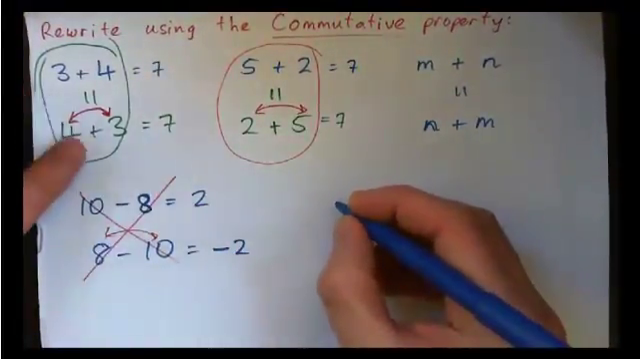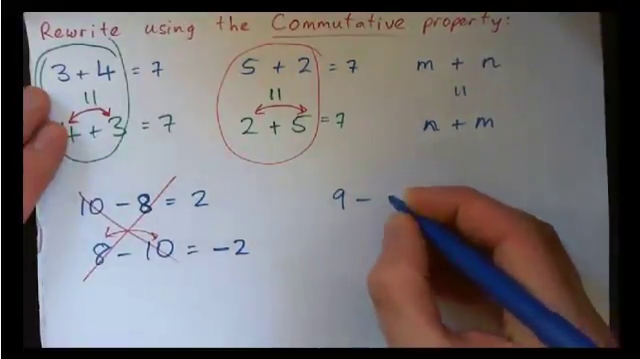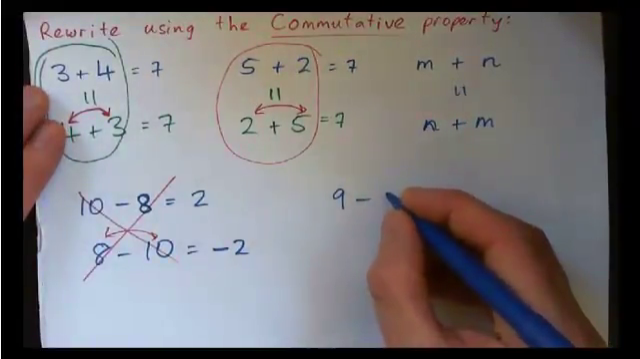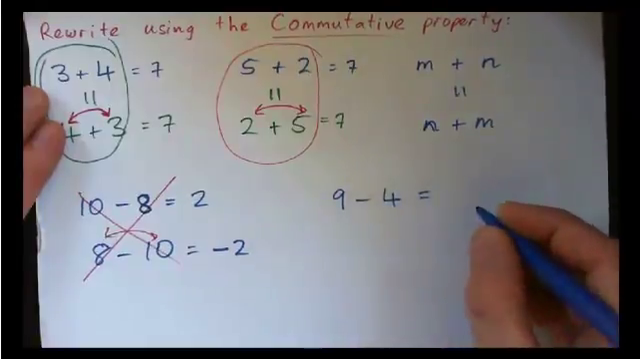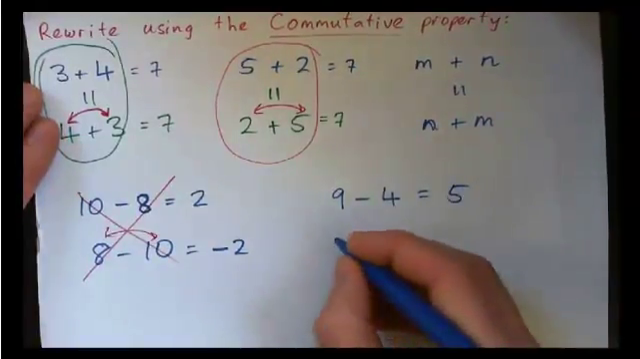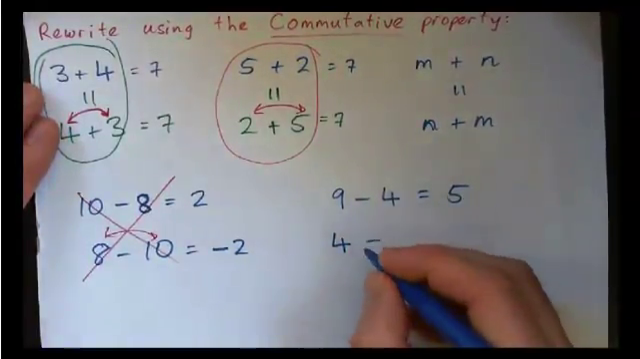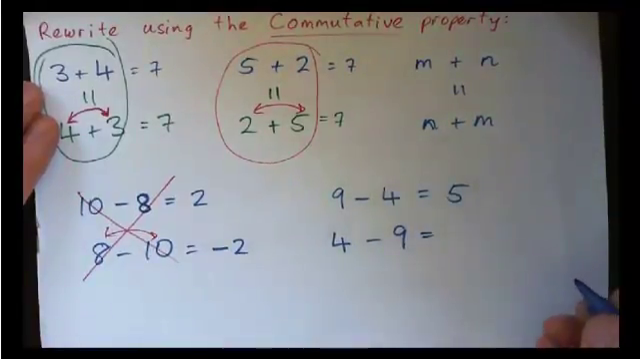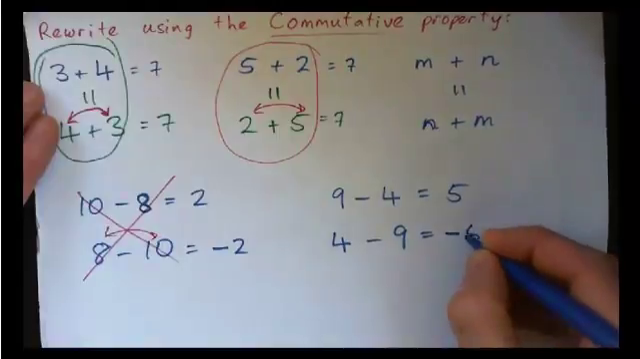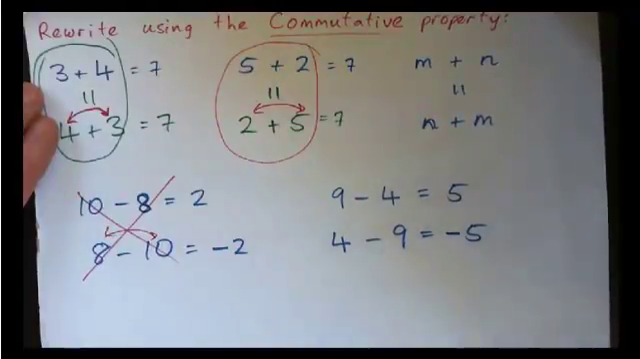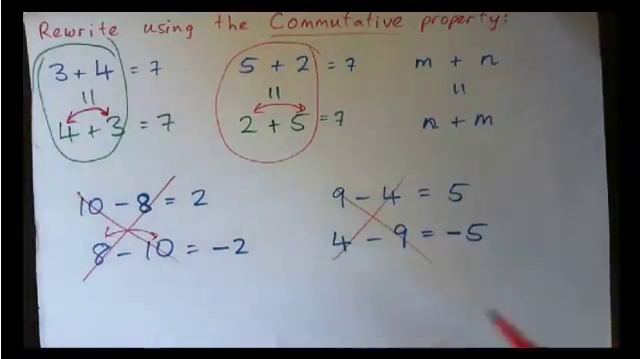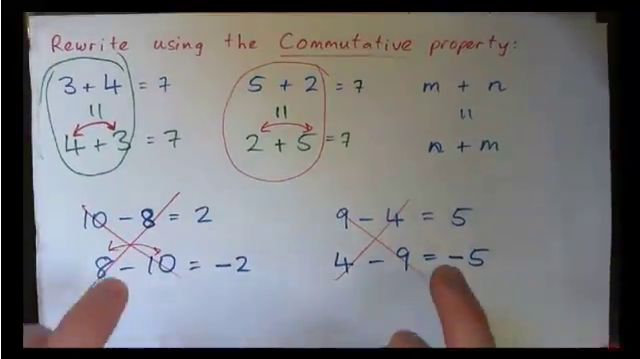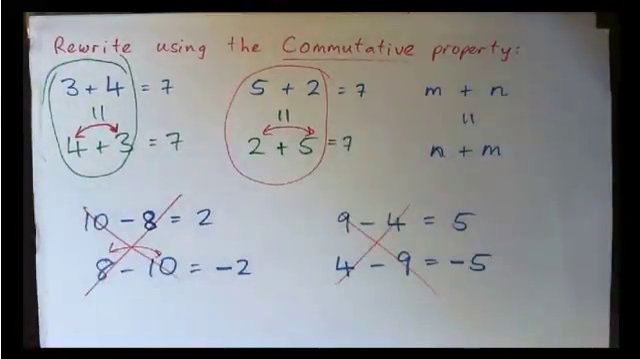We'll do that again. If you have $9 and you subtract $4, you will now have 5, right? But if you have $4 in your bank account and you take out 9, you subtract 9, you'll be in debt. You'll be in debt by 5. So it'll be negative 5. So once again, we cannot commute when we're using subtraction. We can commute when we're using addition though, right?